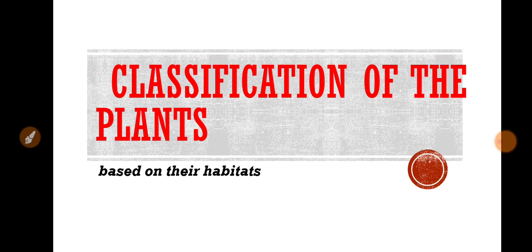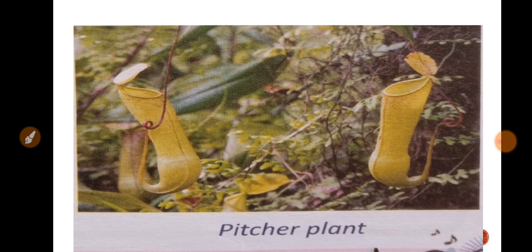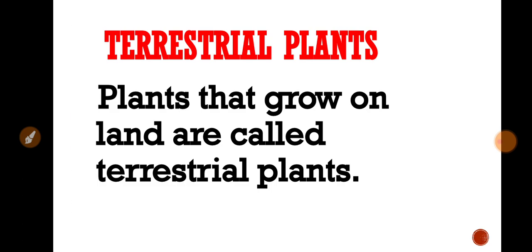Dear students, on the basis of habitats we can classify plants in two different ways. We can categorize them into two parts: terrestrial plants and aquatic plants. First we will discuss terrestrial plants. Dear students, this is the picture of a plant. I am giving you homework to look at this plant and know its nature. That is your homework.